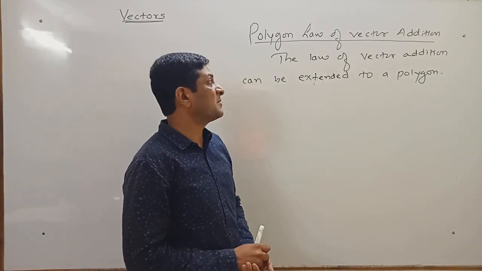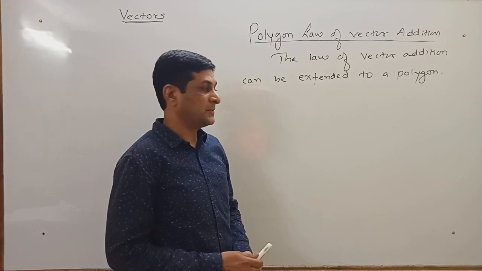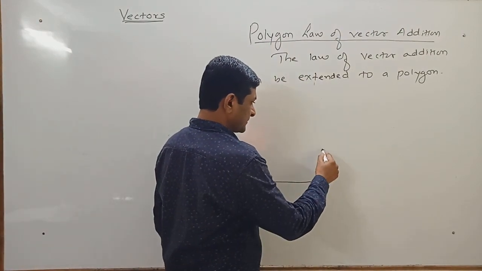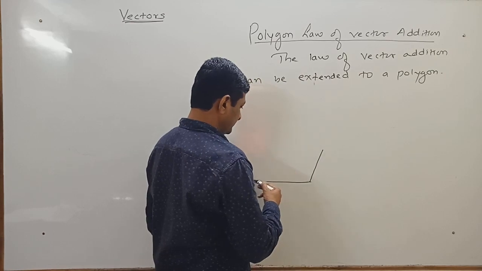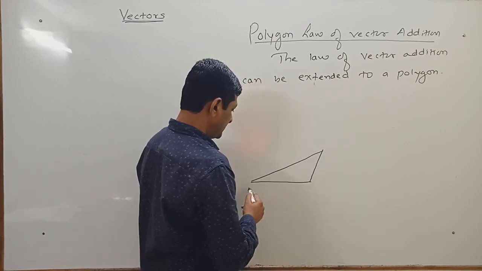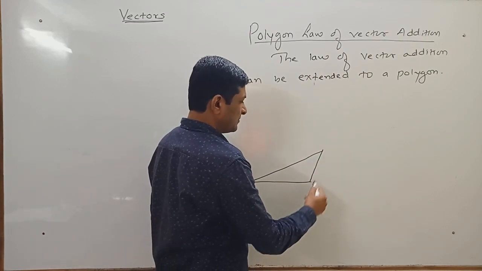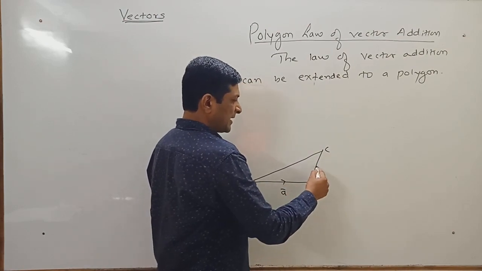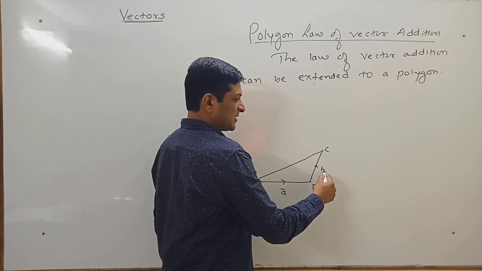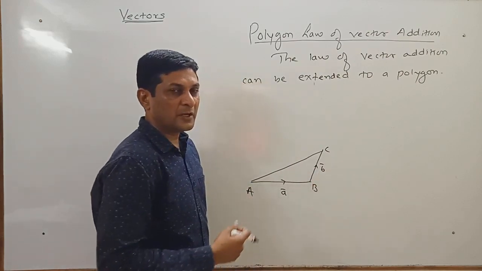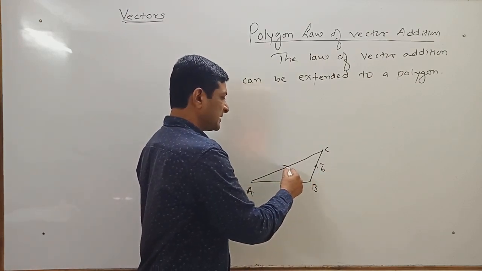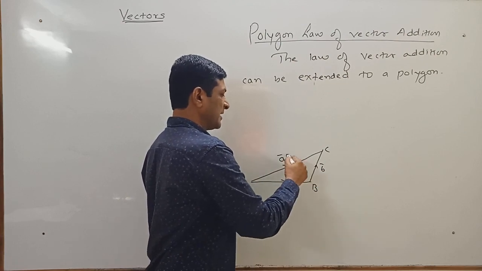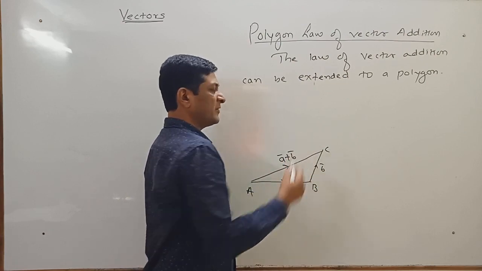Now let us discuss polygon law of vector addition. So let us consider here one triangle ABC. Let AB bar be represented by vector A bar and BC bar be represented by vector B bar. Then according to triangle law of vector addition, third side AC bar will be represented by A bar plus B bar.